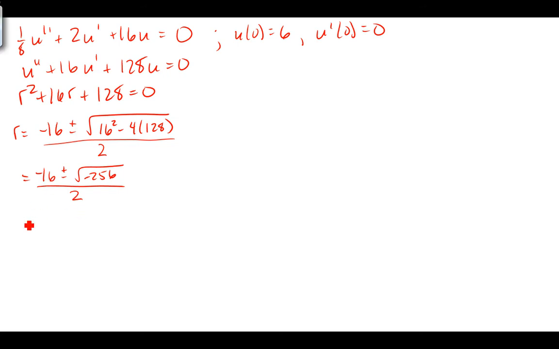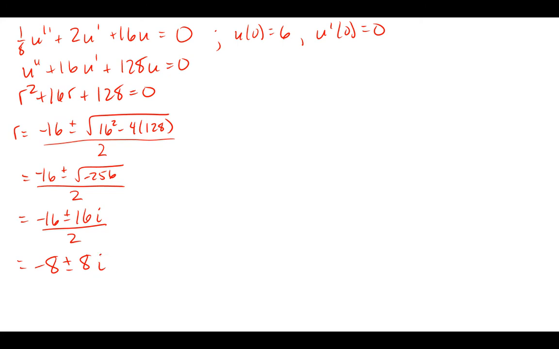So let's see, what do I end up with? So I get negative 256. So that under the square root is negative 16 squared. But since it's negative, when I bring it out of the square root, the square root of 256 is 16, but since it's negative, it's i. All right, so I'm pretty sure I end up with, what is that, negative 8 plus or minus 8i.